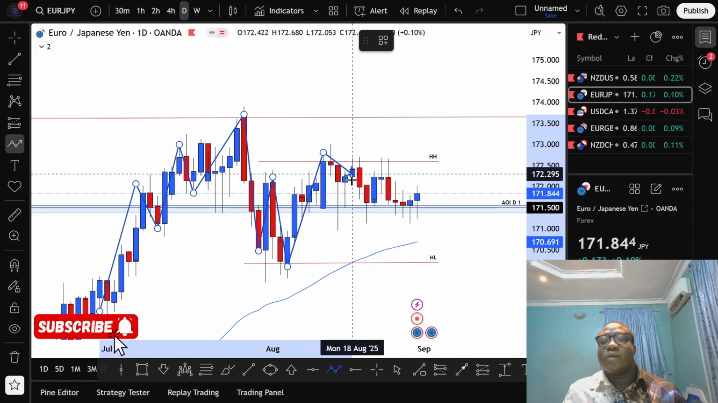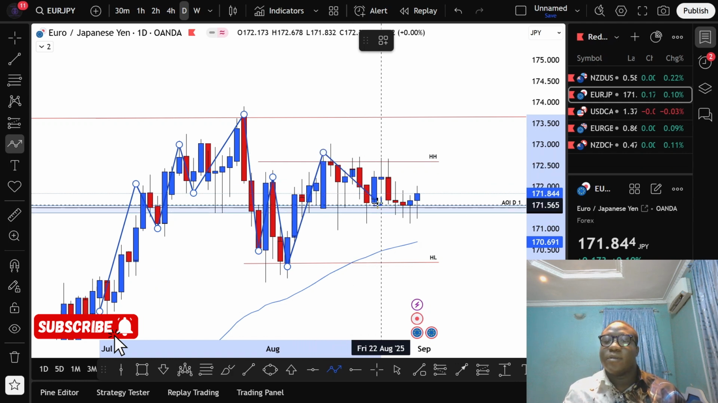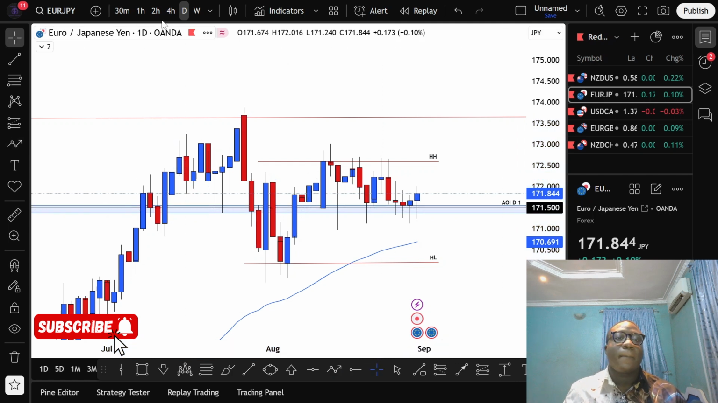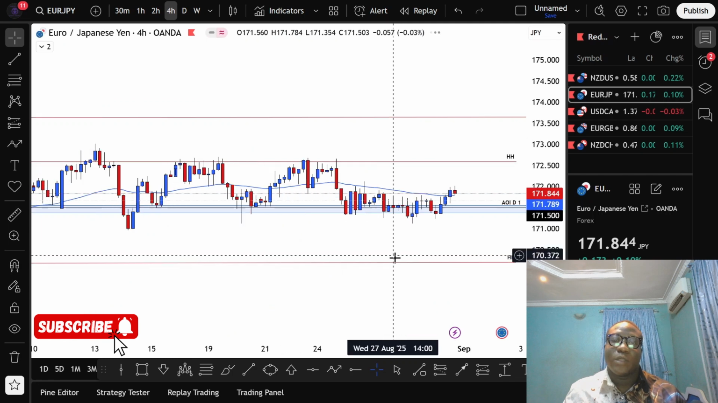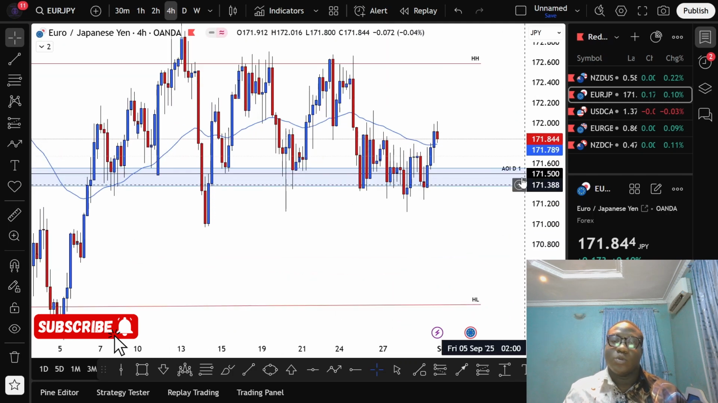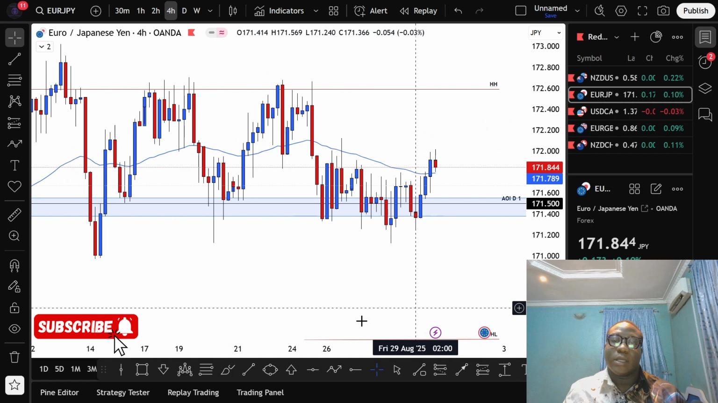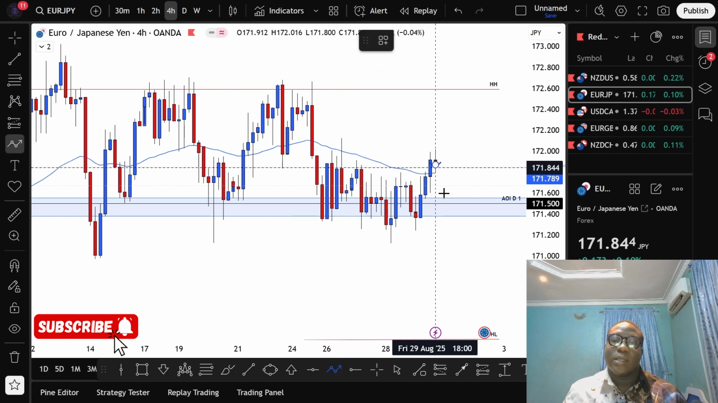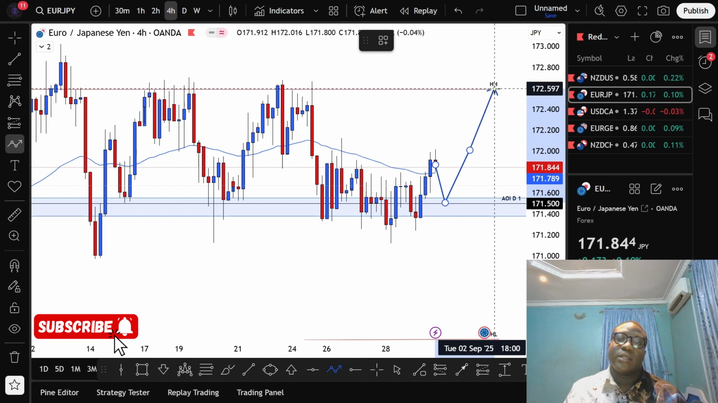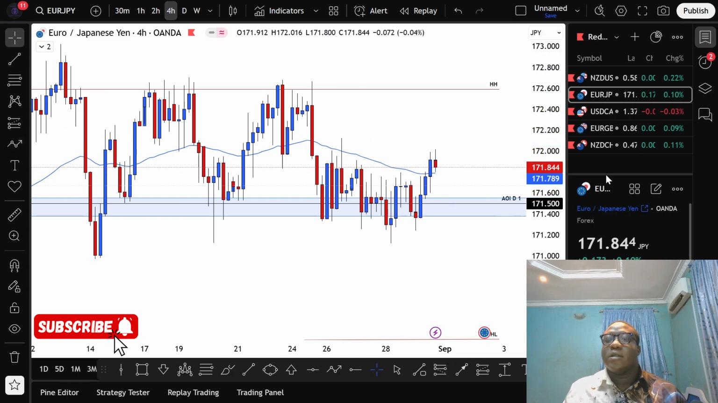So right now we're having a retest on the daily time frame of our area of interest. On the 4-hour time frame, as you can see, what we're just waiting for is for the market to give us a retest of this area, and then take the buys to the upside.